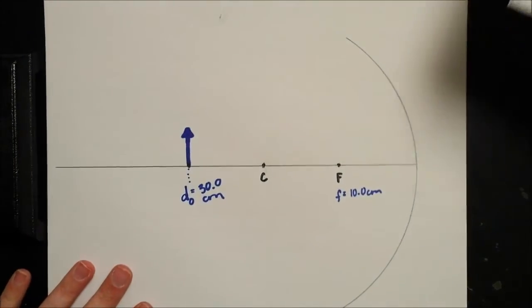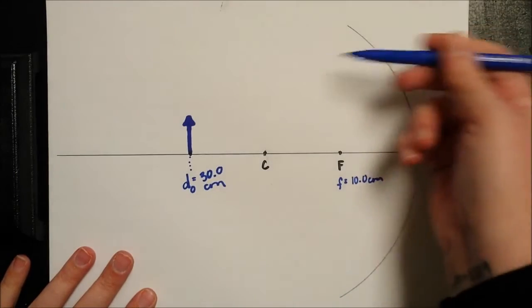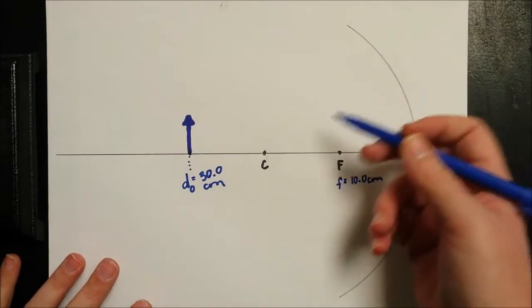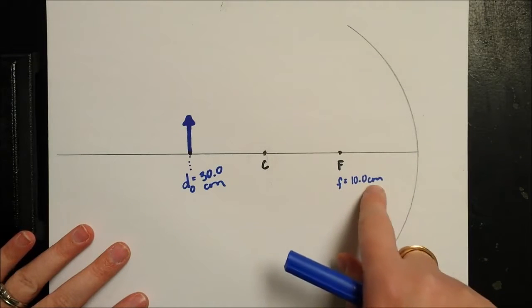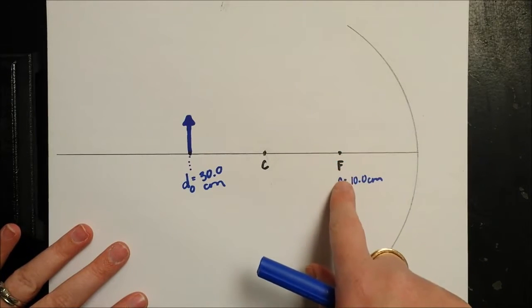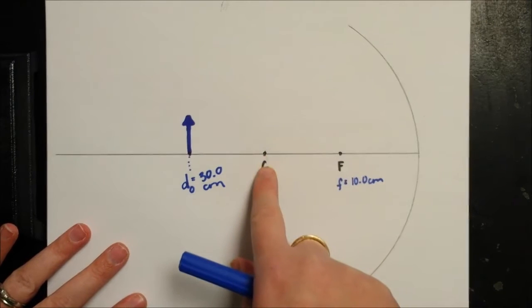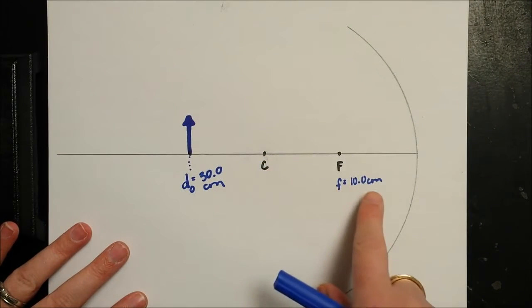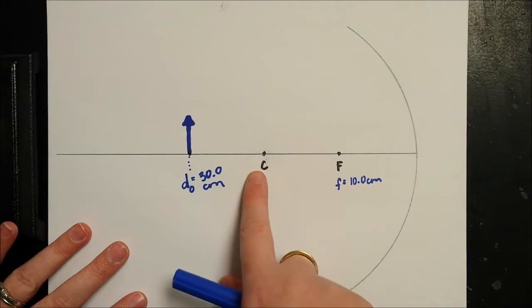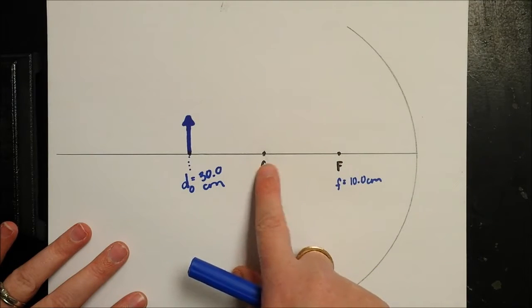Here I have my concave mirror, where the side that my object is on is the reflective surface. I've got that our focal length is 10 centimeters, which means my focal point will be at 10 centimeters. And I know that my radius of curvature, or my point C here, is twice my focal length. So this is the same distance here, so this should be at 20 centimeters.